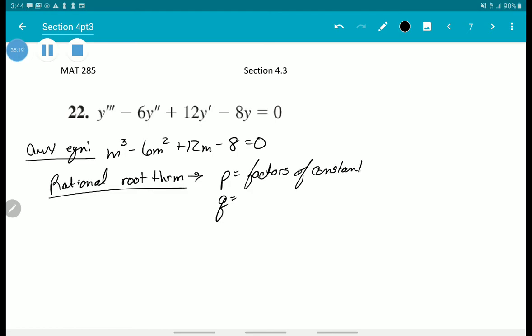So in this case, our constant is -8. We're asking what numbers can we multiply together to get 8? Or -8. Well, we can multiply 1s and 8s. Or we can multiply 2s and 4s. And we're thinking about all possible combinations. So it could be a +1 and a -8, or it could be a -1 and a +8. That's why we have the plus and minuses there. Q is going to be factors of the leading coefficient.